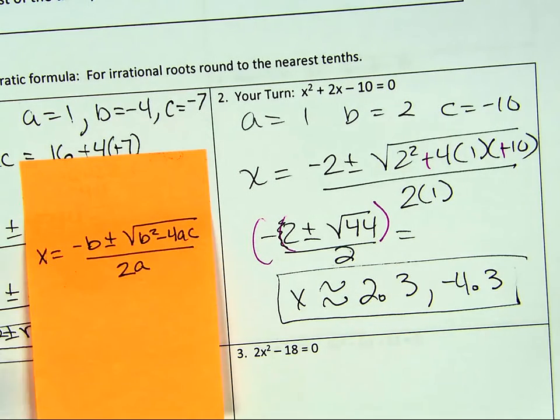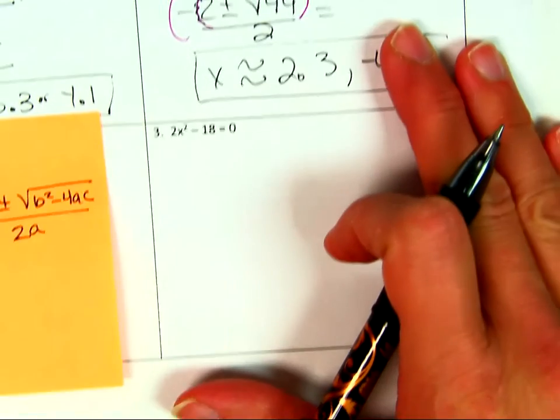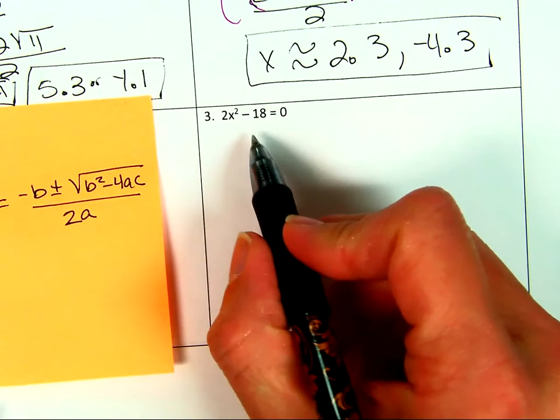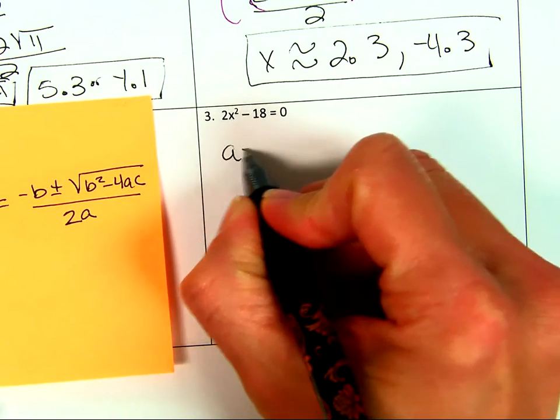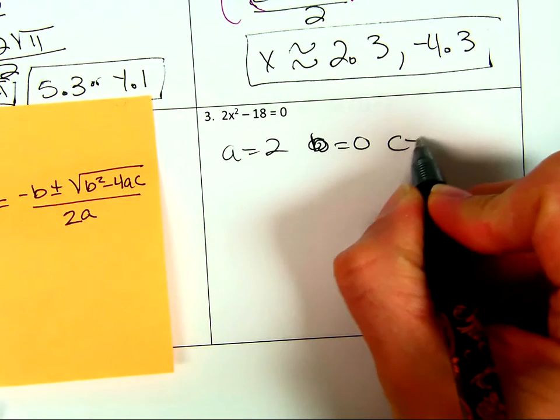Okay, so I'm not going to do all of these. We'll do them in class, but I don't want the video to be 50 minutes long. So let's do one where there's no b. See how there's no x? So I know that a is 2 and b is 0, and c is negative 18.